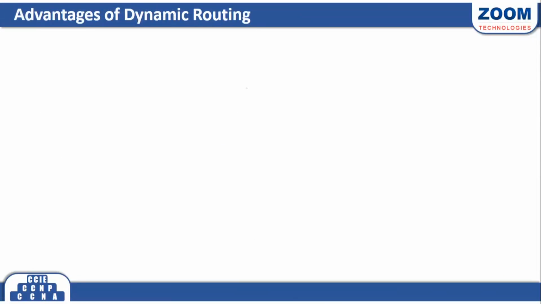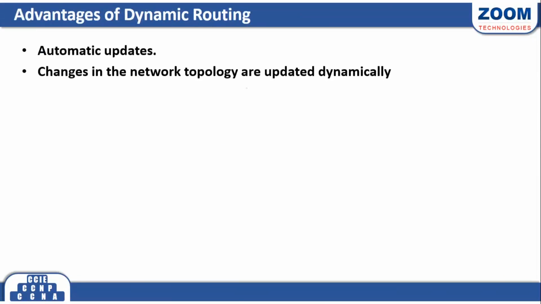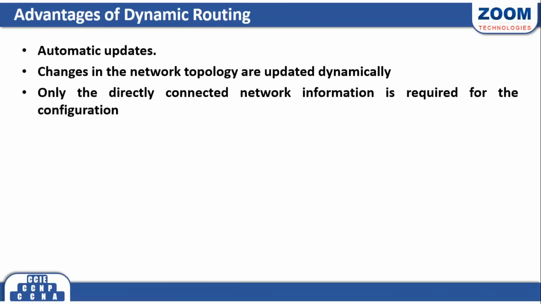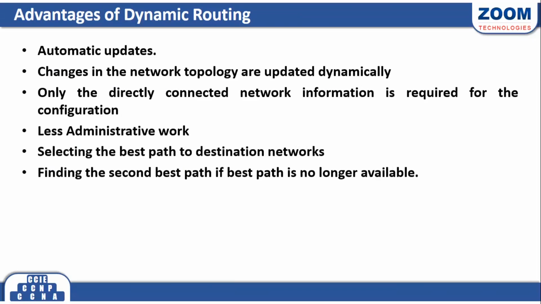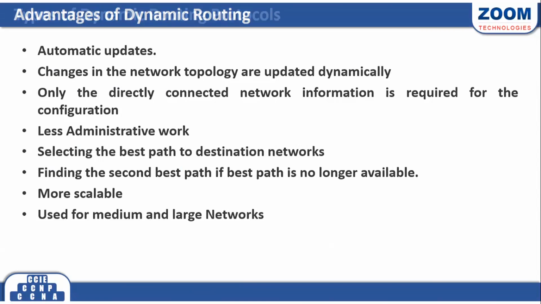What are the advantages of dynamic routing? Automatic updates: changes in network topology are updated dynamically. Only directly connected networks' information is required for configuration, meaning no need for destination networks. Less administrative work. Selecting the best path to destination networks. Finding a second best path also, if the best path is no longer available. More scalable, used for medium and larger networks. So these are all the major differences between static routing and dynamic routing.